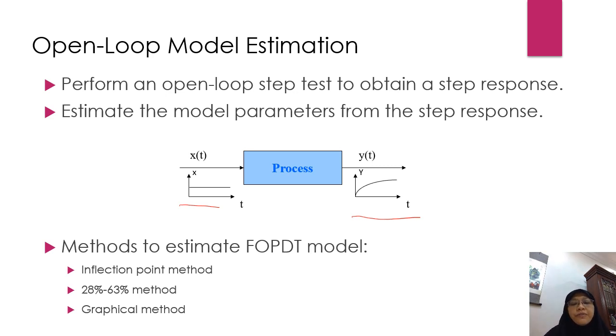To estimate a first order plus dead time model, there are three possible ways that we are going to talk about in this video. First is the inflection point method, which uses only one point to estimate the first order plus dead time model. The next one is the 28%, 63% method. This uses 2 points at the 28% and 63% of the change in the final response. Next, and the final one, is the graphical method, which uses as many points as we want.